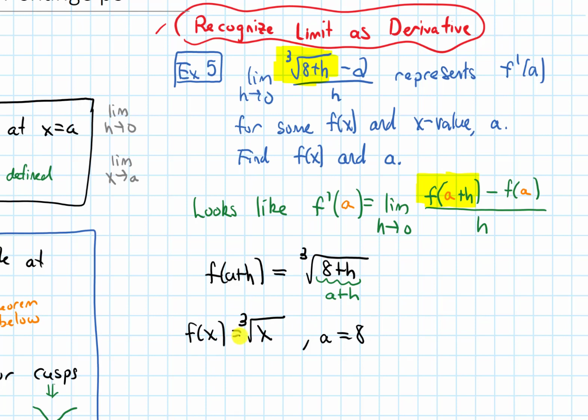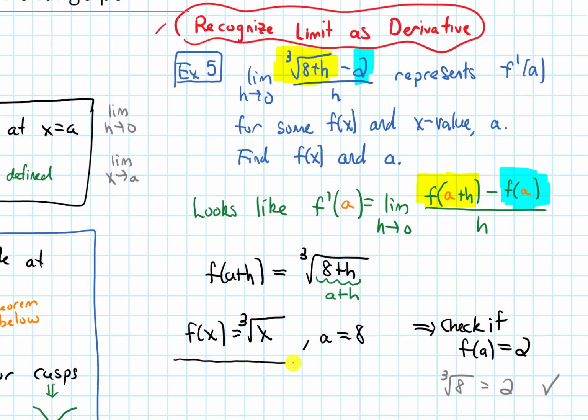It turns out that will be the answer, but one thing I should check is if the other parts of the limit match up. If f of a will match up with this 2. So I should check if f of a equals 2. If I do a quick check, if I plug the 8 into this function, I'll get the cube root of 8. And that does equal 2. So that checks out. And that means now I've matched every part of the general definition to the limit that I have, which means this is a derivative. It's a definition of derivative for the function cube root of x at the x value 8.